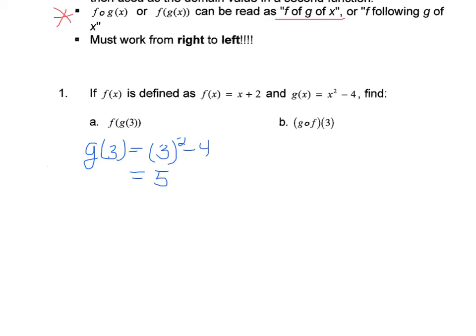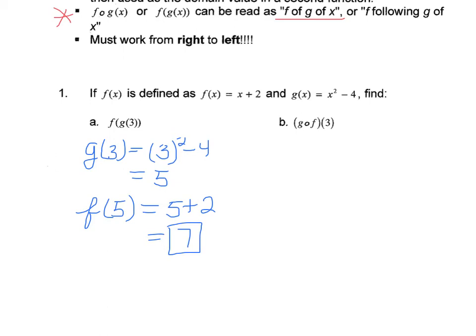So I need to find f of g of 3. Well, g of 3 is 5, so I'm now going to find f of 5. Because basically, 5 is g of 3. So now I'm going to plug 5 into f of x and get 5 plus 2, which is 7. So basically what you're doing is you're plugging in the first one to get the second one. So you need one answer to get your final answer. And in this case, 7 is my final answer.